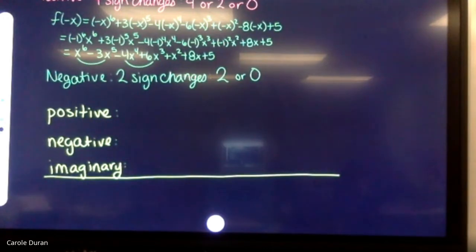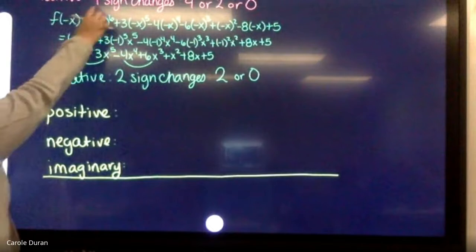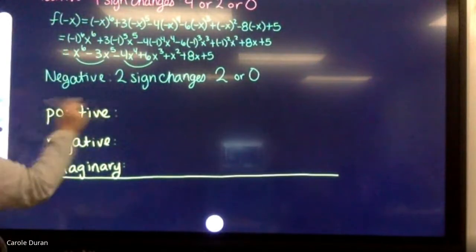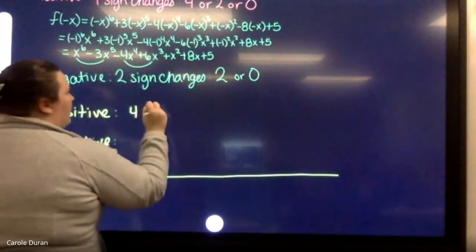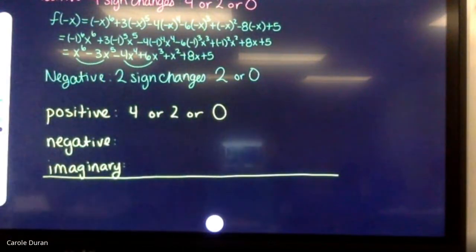Okay, are we ready? We're going to start by listing the positive possibilities that I had. So how many possible positive roots could I have? Everybody look at the example. How many possible positive roots could I have? 4 or 2 or 0. Right there. So that means next to positive, I'm going to write 4 or 2 or 0. I would suggest writing fairly small because we're going to be adding on to the right-hand side of this table.